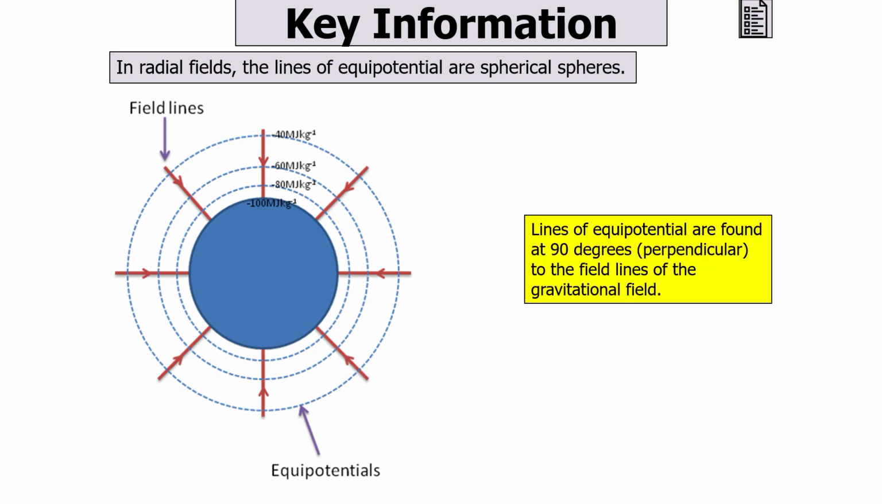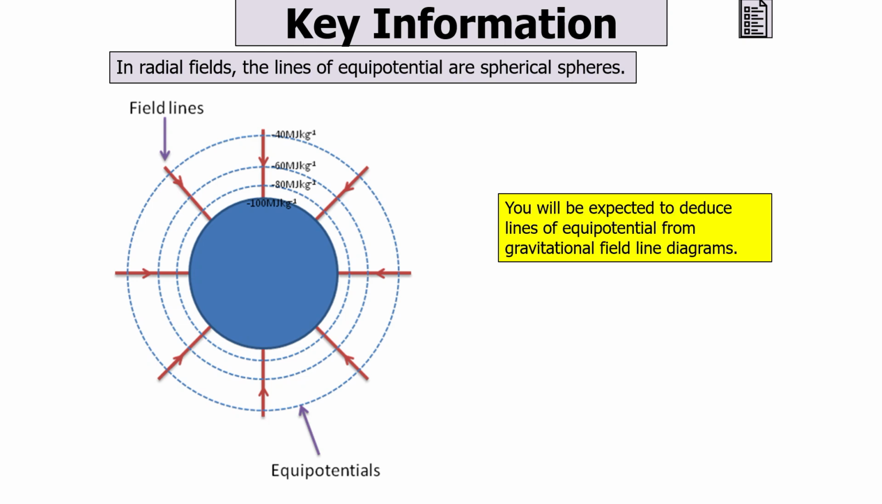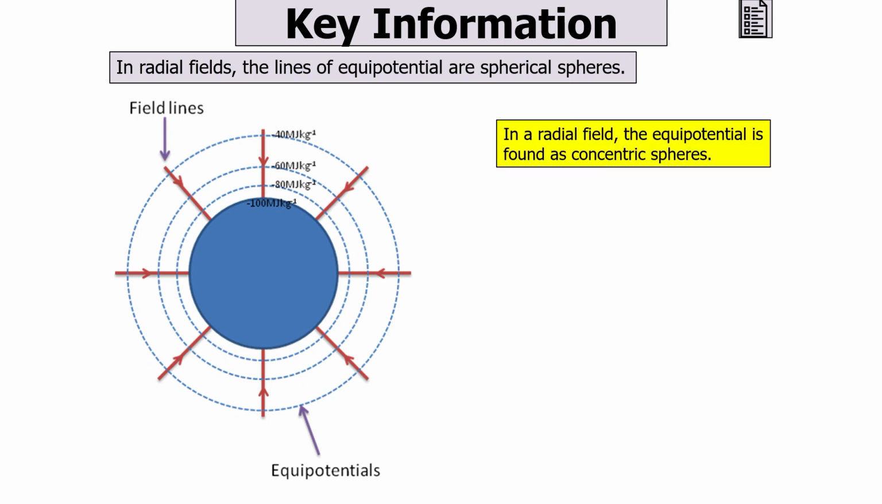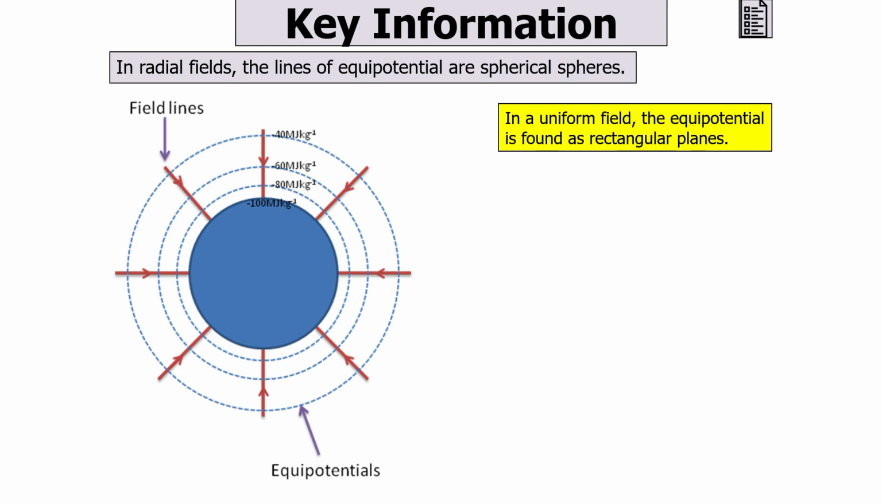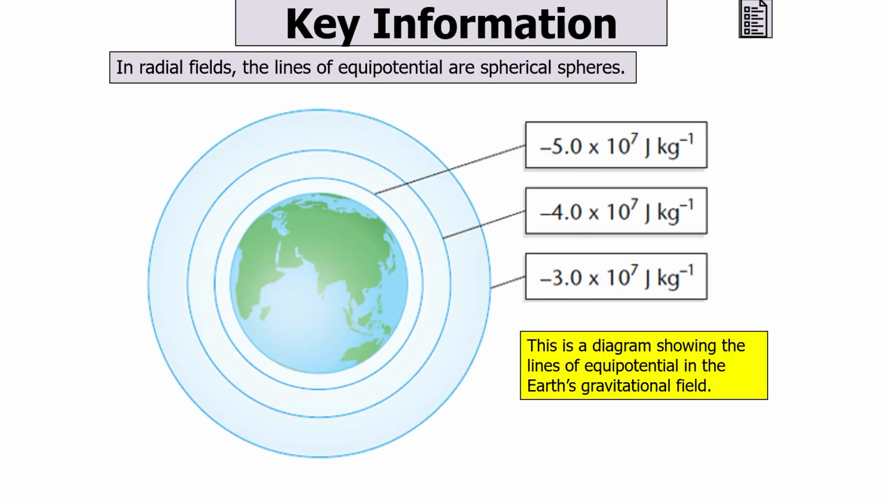Now lines of equipotential are found at 90 degrees, or perpendicular, to the field lines of the gravitational field, and you would be expected to deduce lines of equipotential from gravitational field line diagrams. In our radial field, the equipotential is found as concentric spheres, whilst in a uniform field, the equipotential is found as regular rectangular planes. This diagram on the screen shows the lines of equipotential in the Earth's gravitational field. Equipotential surfaces around a spherical mass will also, as indicated before, be spherical.